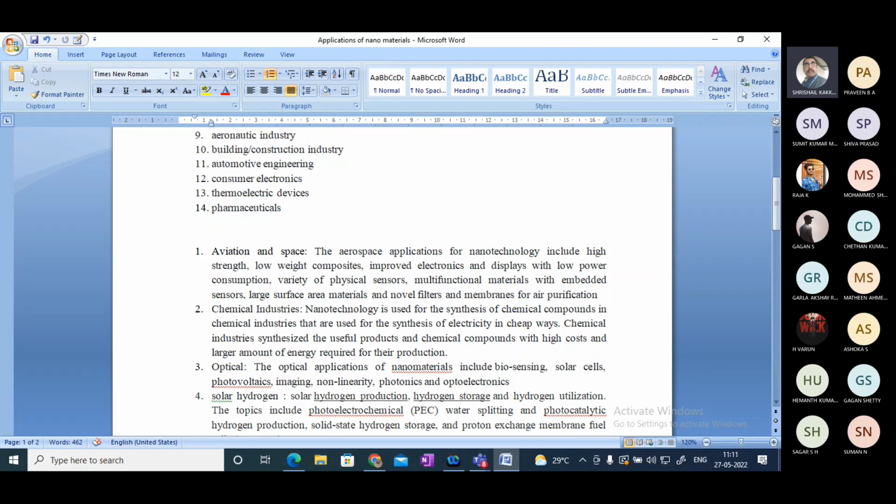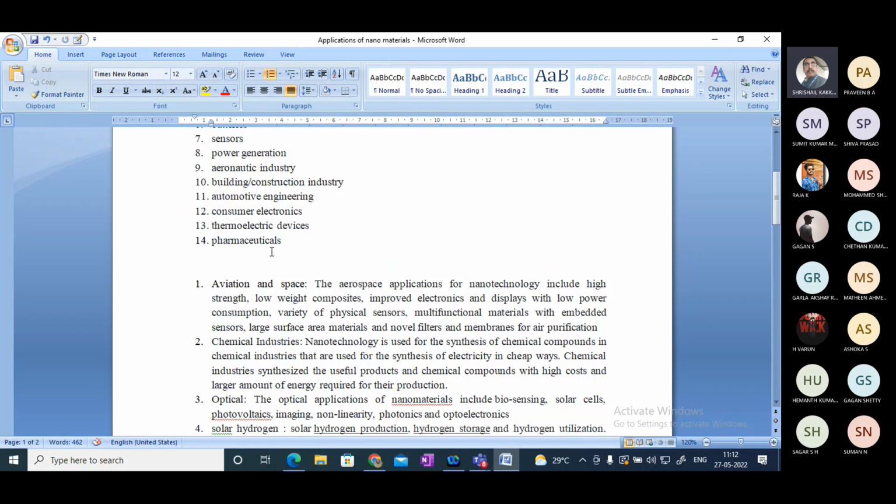Even your mobile, you can see that it looks like a very simple glass. It looks like a glass, and the inner components may not be visible to you. So such kind of things also can be done by using nanomaterials. And solar hydrogen. In solar hydrogen, it is one of the important applications. Okay, in production of hydrogen and storage of hydrogen and utilization of hydrogen. Okay, for all these, in the solar cells we are going to use the nanomaterials.